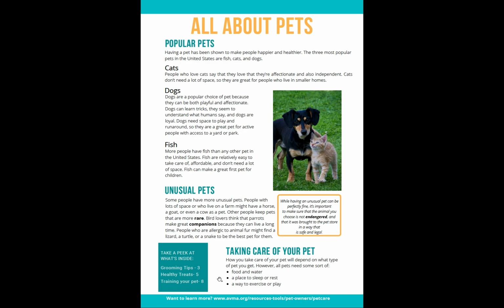And lists will either use bullets, like these little round things, numbered lists, or sometimes lists that just use letters of the alphabet for each point. So, A, food and water, B, a place to rest or sleep, or C, a way to exercise or play. Now, down here at the very bottom of the page, it says, want to learn more? www.avma.org/resources/tools/pet-owners/pet-care. And when I move my cursor over it, you can see the cursor changes to a pointy finger, and that means it's a hyperlink, and that's going to take us to a website.